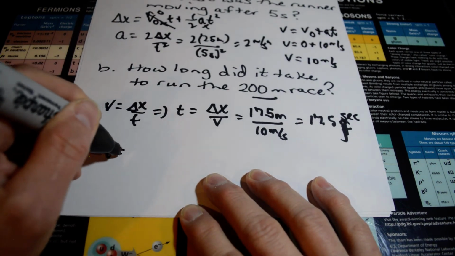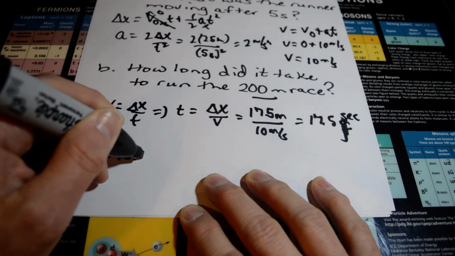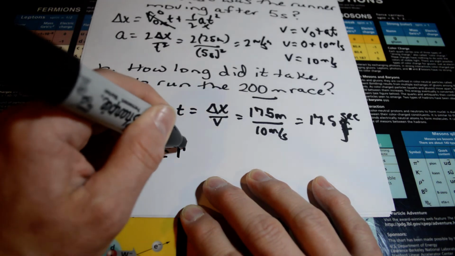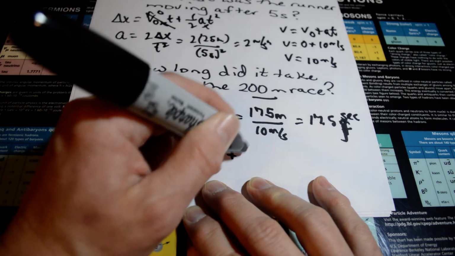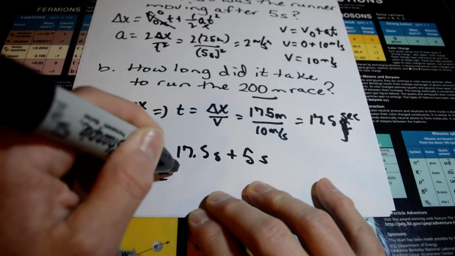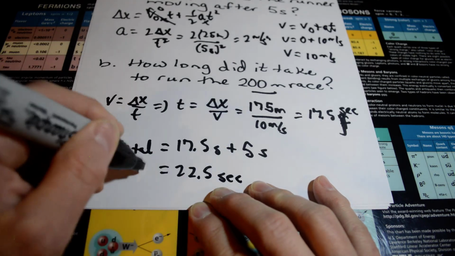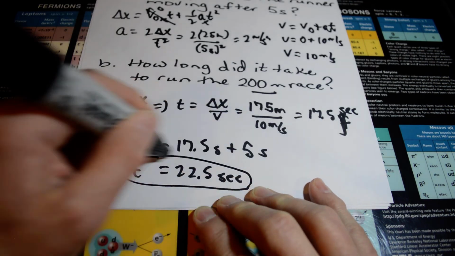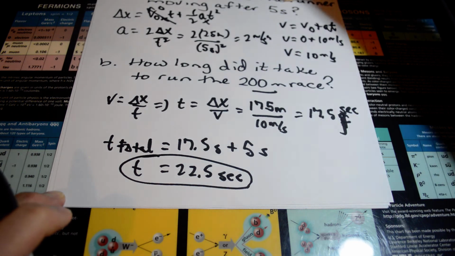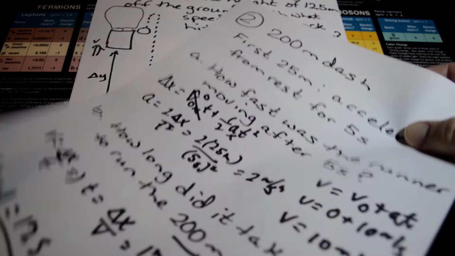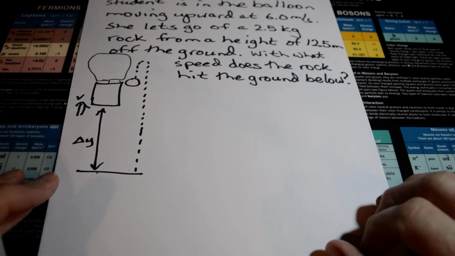So the total amount of time is going to be 17.5 seconds plus 5. So I got an answer here of 22.5 seconds to be the time for that 200-meter race. Okay. Let's move on to the third question.